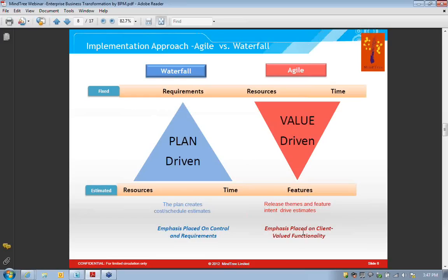So agile is value driven. What is being estimated here is features. What are the BPM features a client wants within a fixed period of time as well as with a fixed amount of skill pool? Based on their requirement, in an iterative mode, we should be able to do a BPM implementation. So based on our experience, an agile mode of implementation should be ideal. Agile iterative mode will be ideal for the customers.